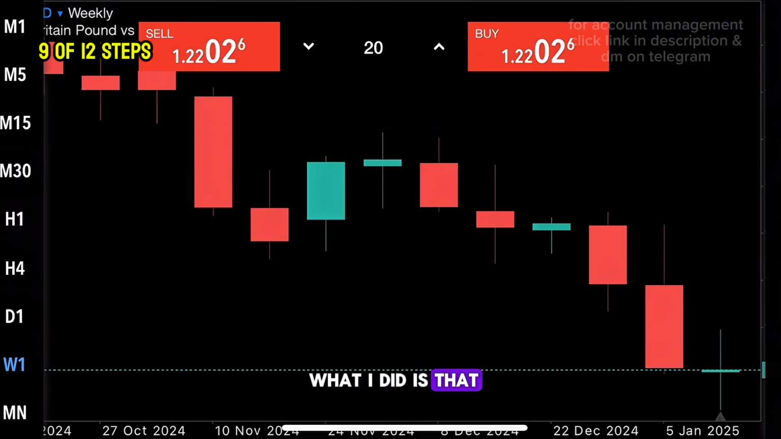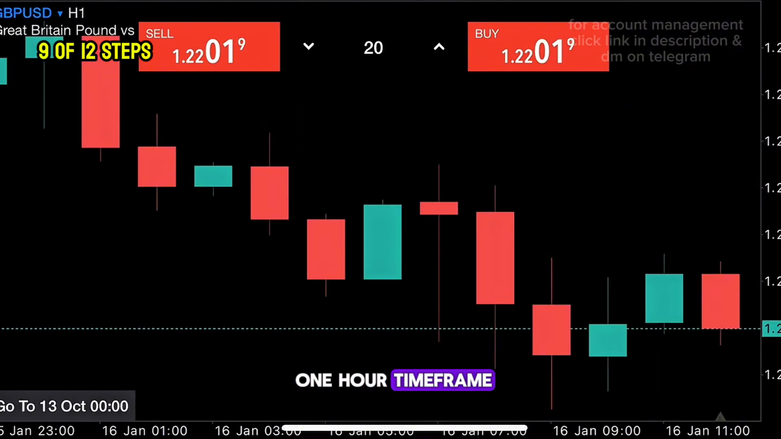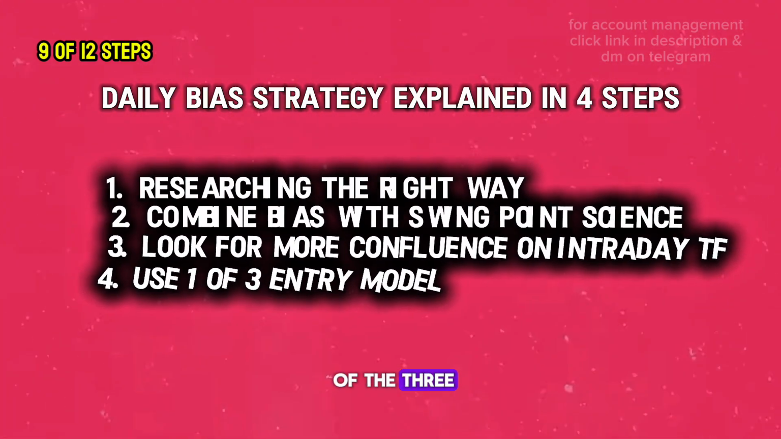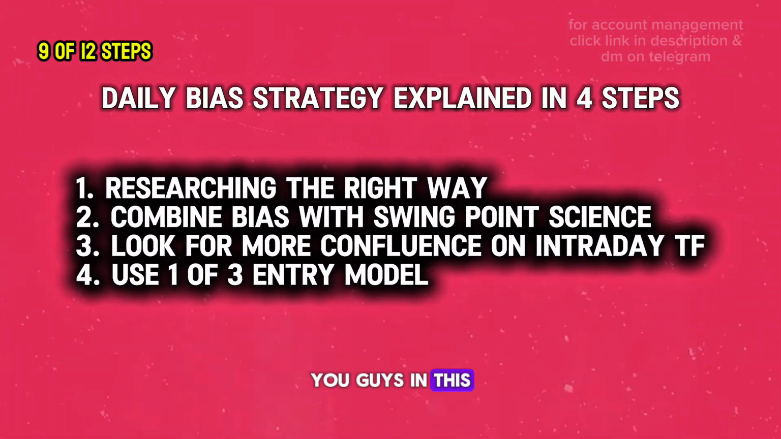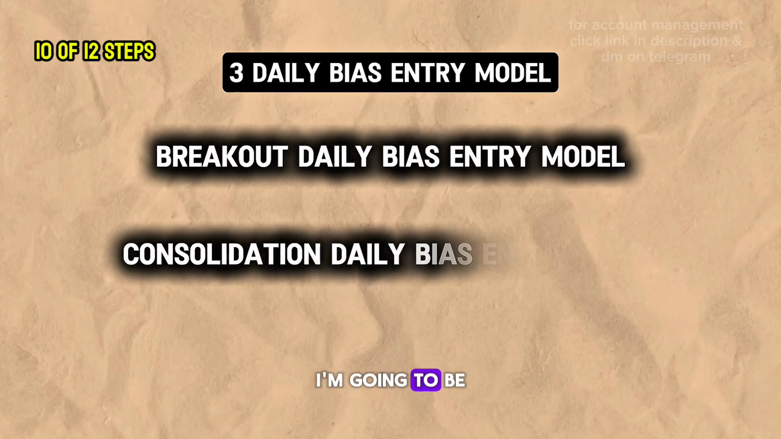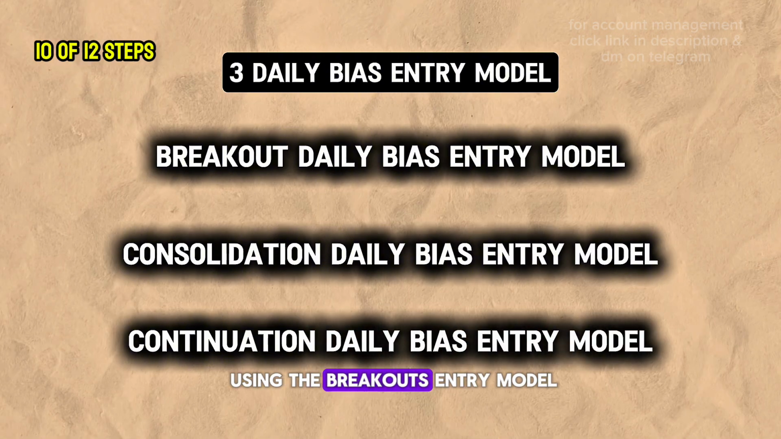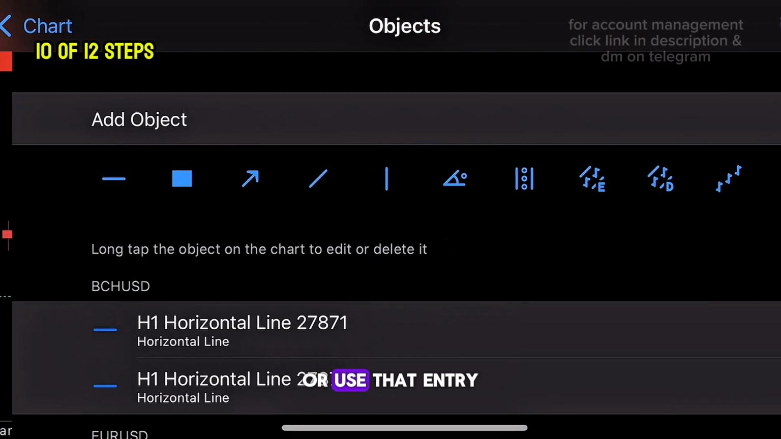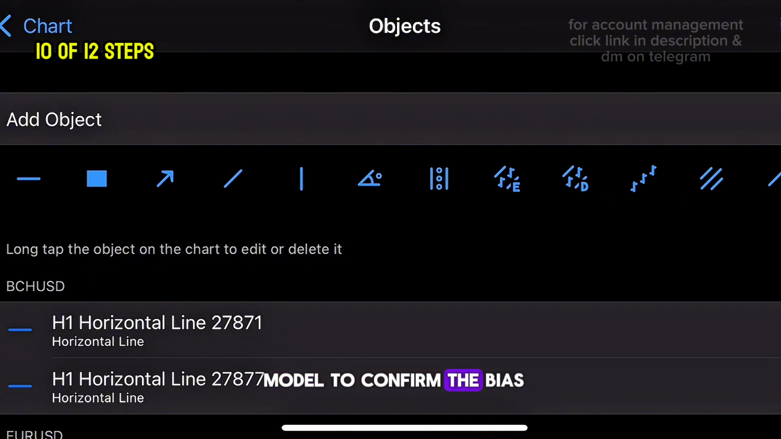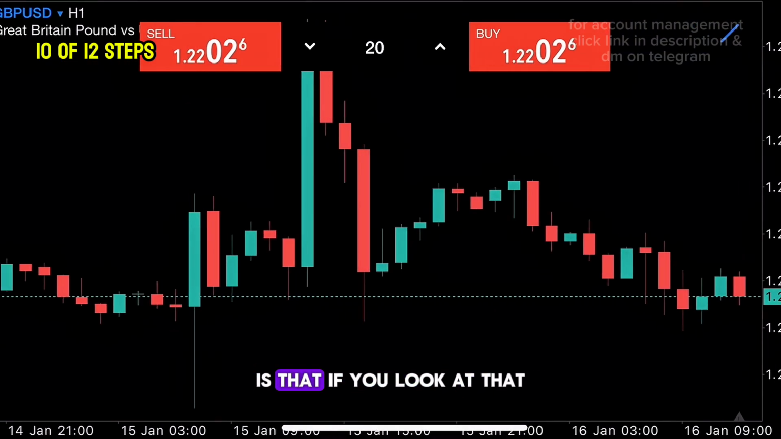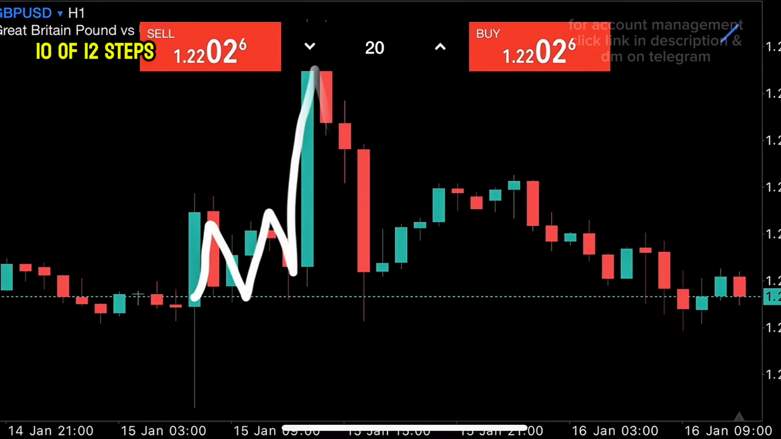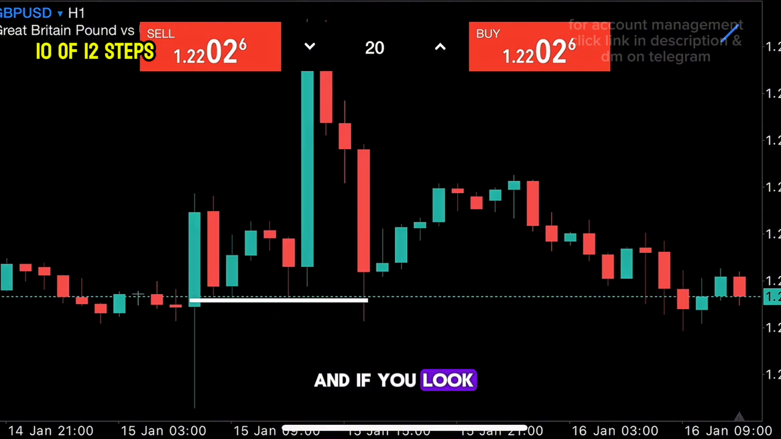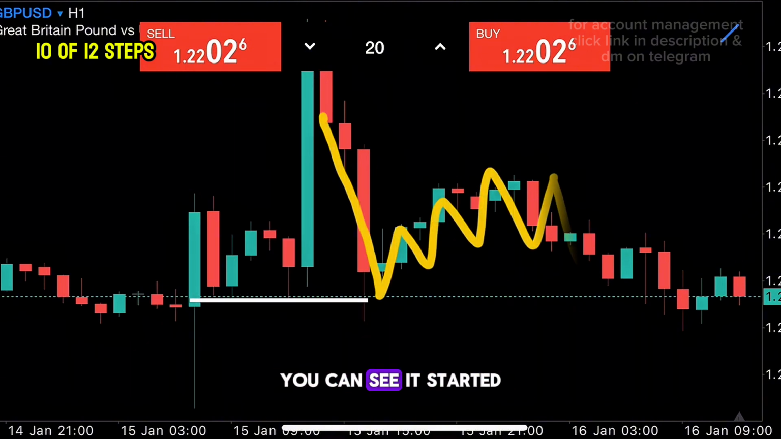And what I did is that I dropped down to 1 hour time frame and used one out of the 3 entry schematics I'll be teaching you guys in this video. So for this one, I'm going to be using the breakout entry model. But before I used that entry model, I had to confirm the bias there. If you look at that point there, you can see price was breaking lows. So I marked it, and if you look towards the other side, you can see it started going up and stopped breaking other lows.